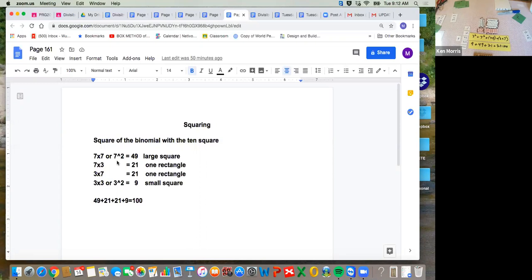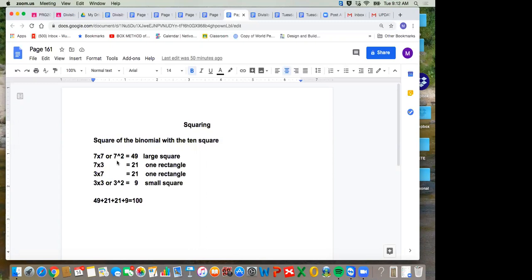That's our large square. 7 times 3 is 21. That's one of our rectangles. 3 times 7 is 21. That's the other rectangle. And the smallest square is the square.